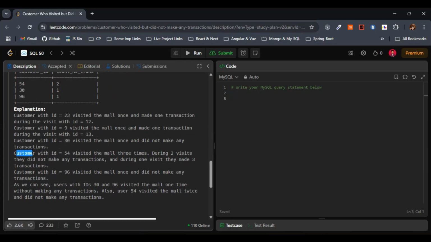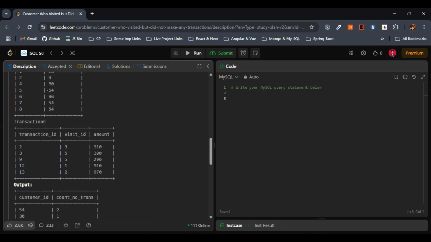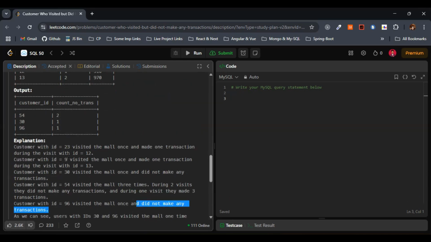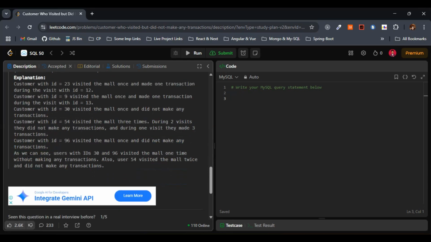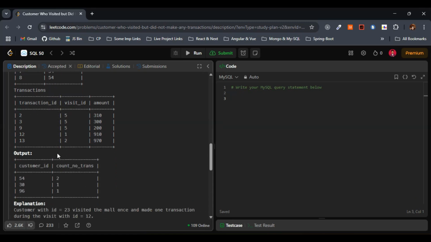So they have given the same thing here. Customer with ID 54 visited the mall 3 times. During 2 visits they did not make any transaction, and during 1 visit they made 3 transactions here. Only during 1 visit they made the transaction. Same goes with 96 as well. Visited the mall once and did not make any transactions here, right? So here in this case others made the transaction here. This one 30, 54 and 96 we checked.